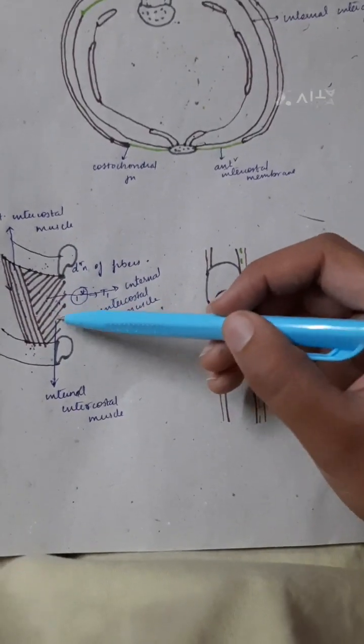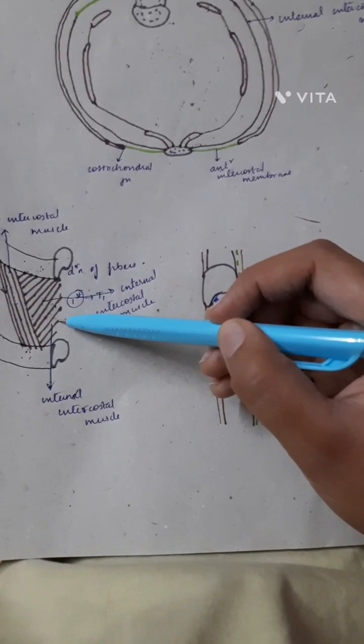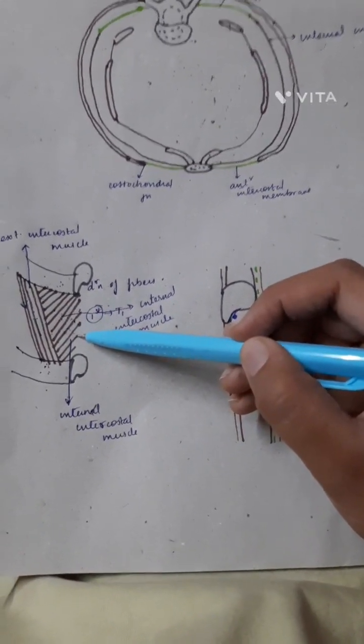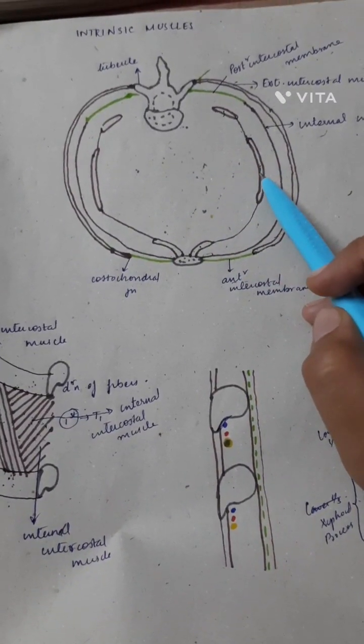It is supplied by the intercostal nerve of that corresponding space, and it has the same action, that is it acts as an elevator of the rib during the expiration process. So that's about the intercostalis intimus muscle.